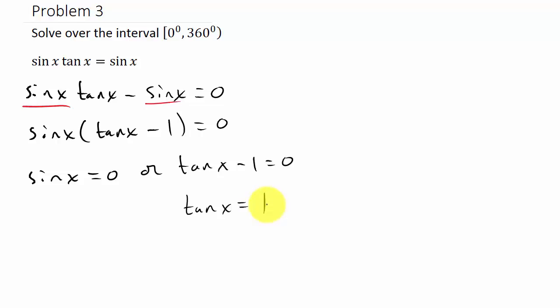Alright, so all we have to do here is just find all the x values that make sine 0, and then all the x values that make tangent 1. So we just treat it as two different problems. So let's do this one first. So sine x equals 0.